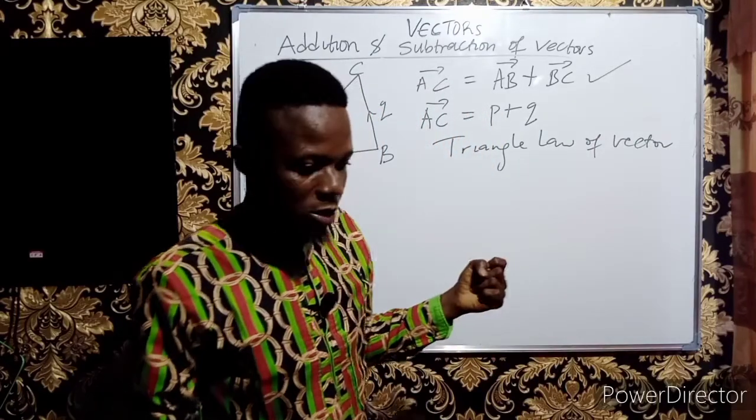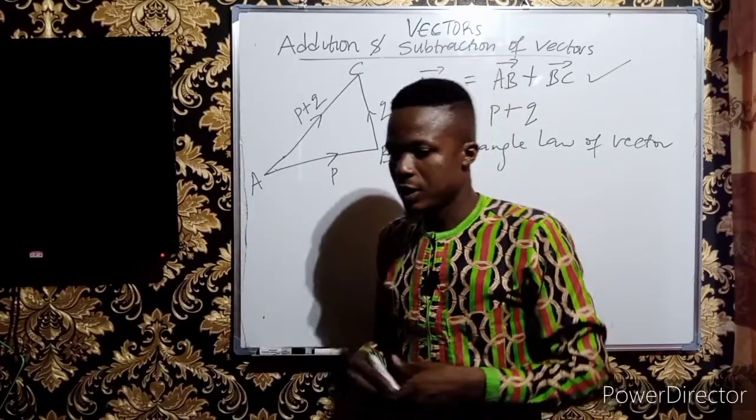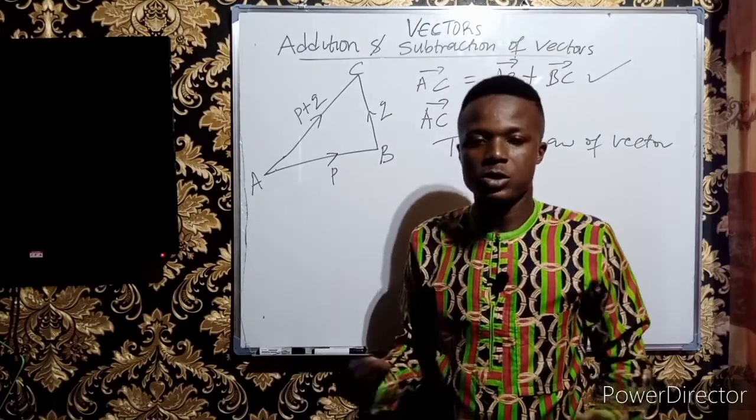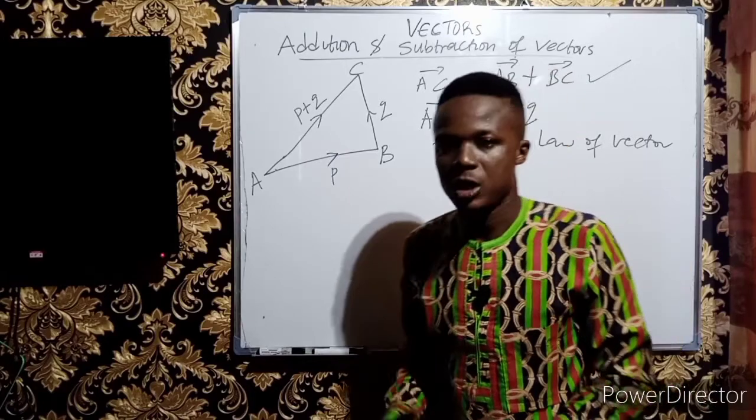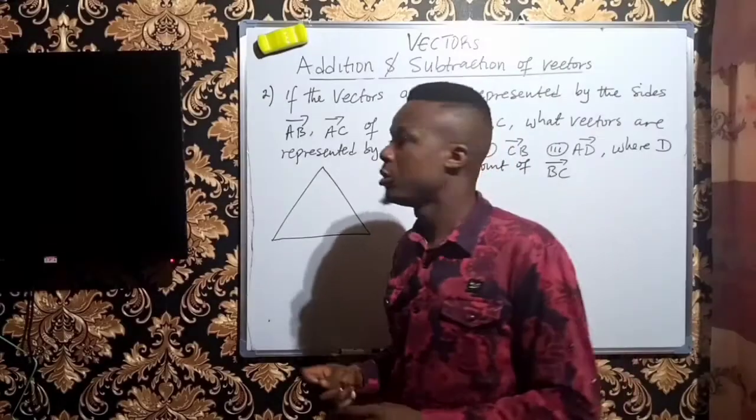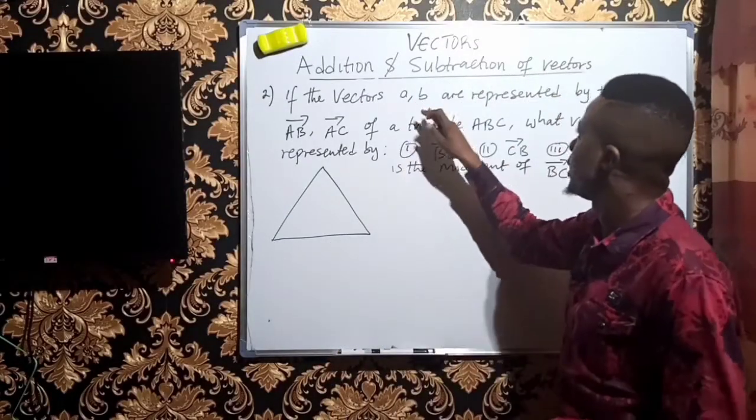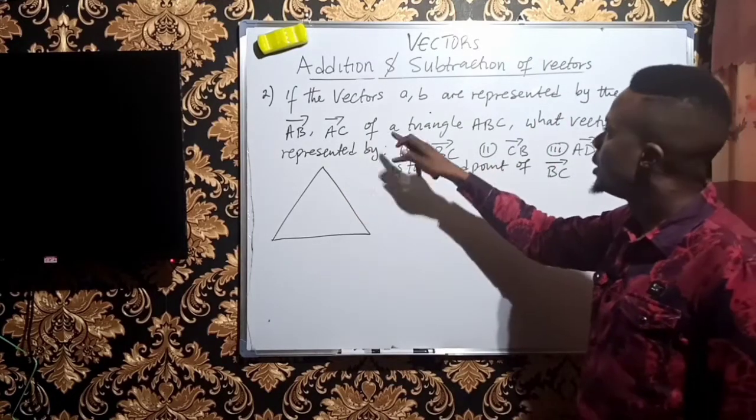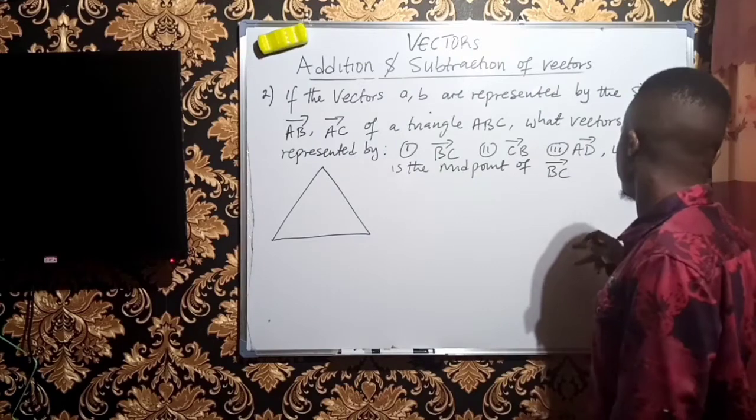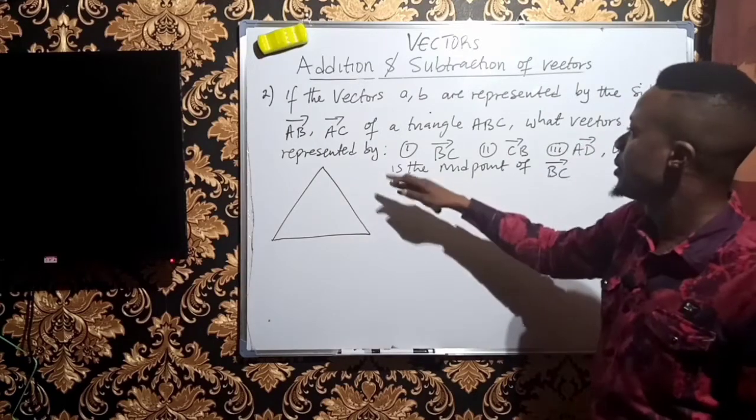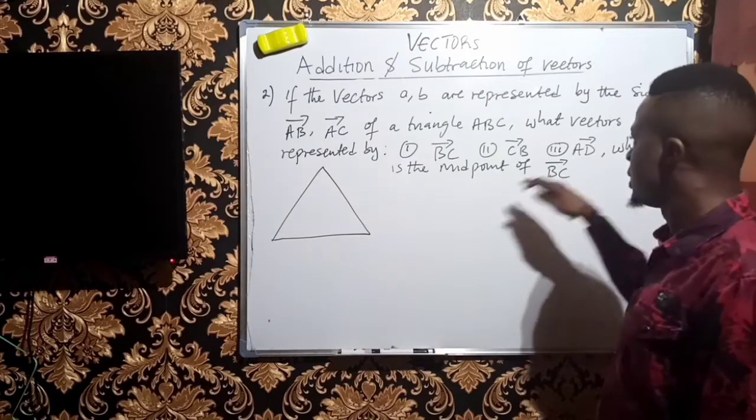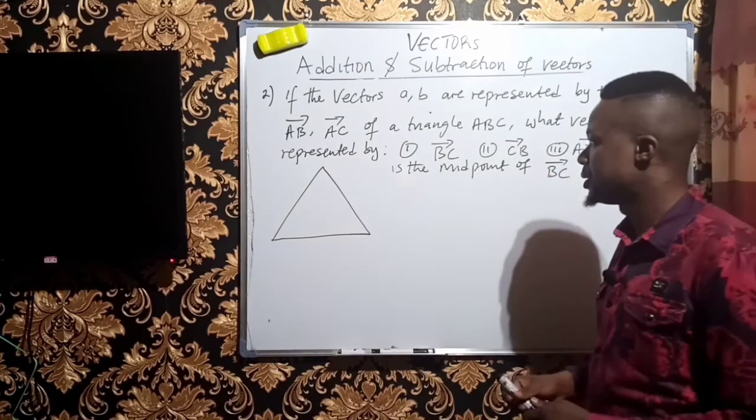So we are going to apply this law in taking some addition and subtraction problems for vectors. So let's take some questions involving addition and subtraction of vectors. Alright, let's take the second question. If the vectors AB, AC are represented by the sides AB, AC of a triangle ABC, what vectors are represented by line BC, line CB, line AD, where D is the midpoint of line BC?